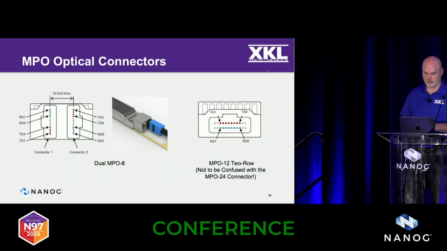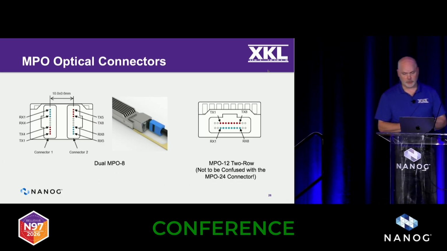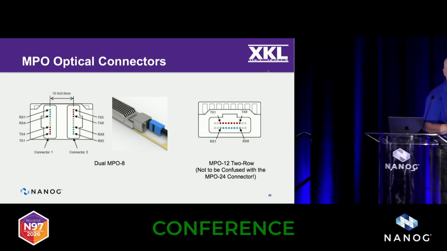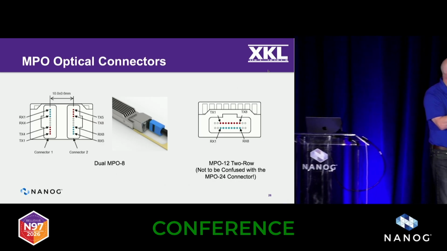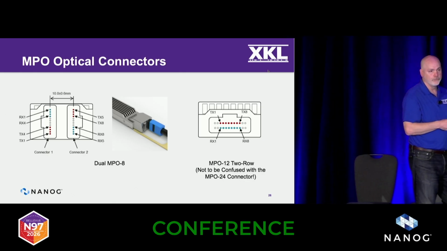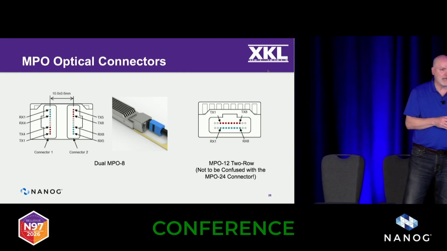Okay, getting into 800 gig, you're going to find a dual MPO8. So they take 2 of those MPOs, turn it sideways, and there you go. That's very common for 8x100.